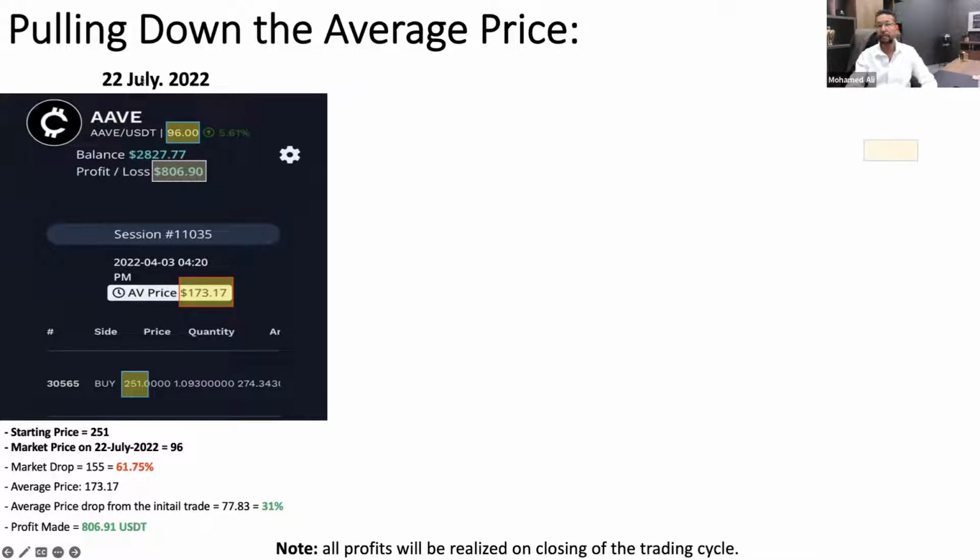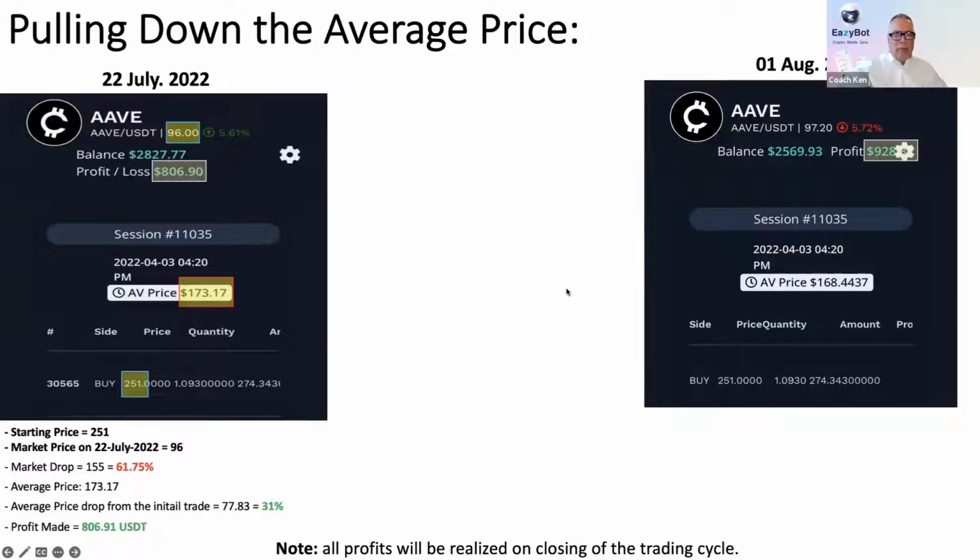So let's look from the 22nd of July until now, which is 9 or 10 days from that time. So Mohammed, how much did they start trading with on this particular token? The initial amount started here was 8,100, and then we increased when the market moved down a little bit. Okay, so here is the situation right now on the 1st of August.